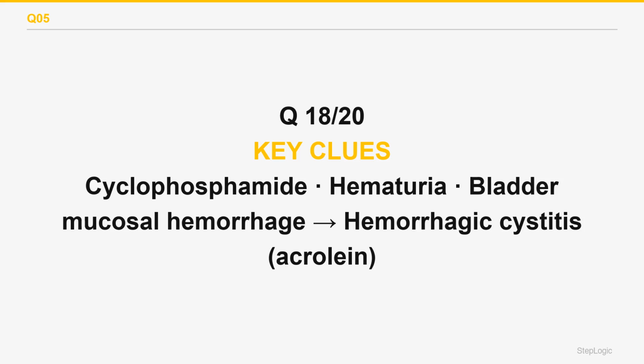Acrolein is excreted in the urine and is directly toxic to the bladder urothelium, causing hemorrhagic cystitis, bladder mucosal hemorrhage, edema, hematuria, and suprapubic pain. Prevention is two-pronged: aggressive hydration to dilute and flush the urine, and MESNA. MESNA, 2-mercaptoethane sulfonate, binds and inactivates acrolein in the urinary tract, neutralizing it before it can damage the bladder.